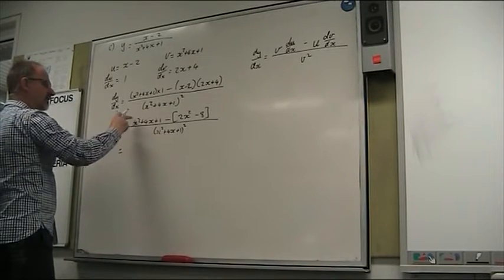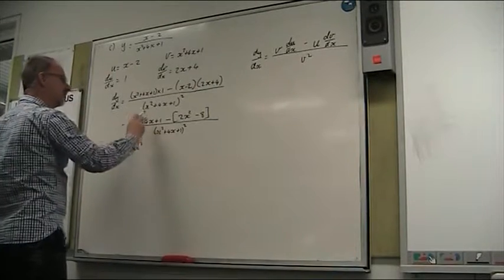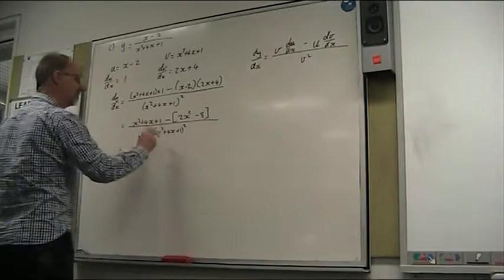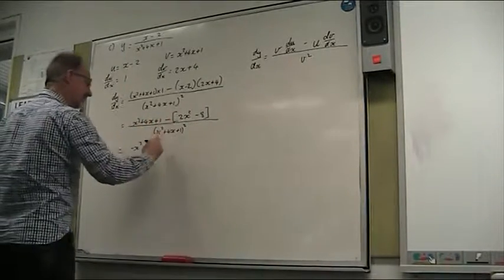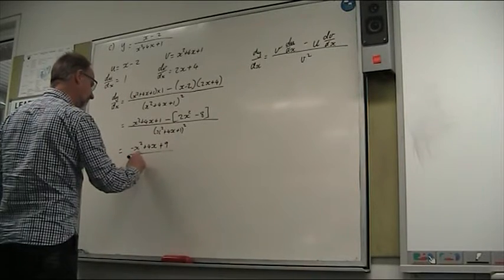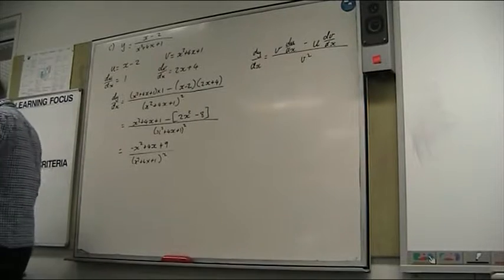So, like terms, x squared here, take 2x squared, which will be minus x squared. 4x, there's none there, so it's 4x on the top. 1 minus negative 8 plus 9. There it is.